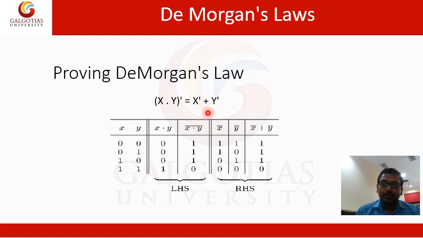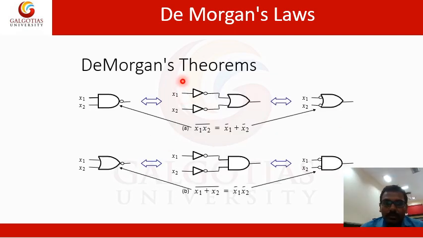So we can prove the De Morgan's law for the second one also by making the truth table like this. De Morgan's theorem can be proved by using the logic gates also.